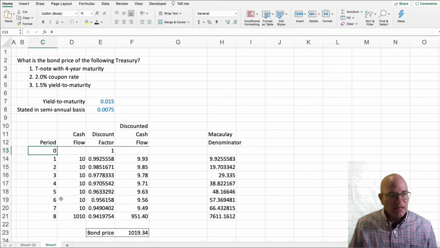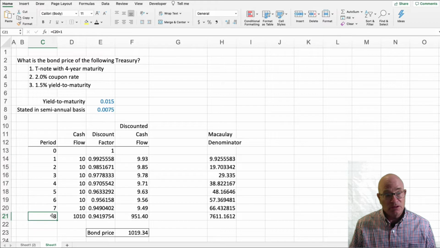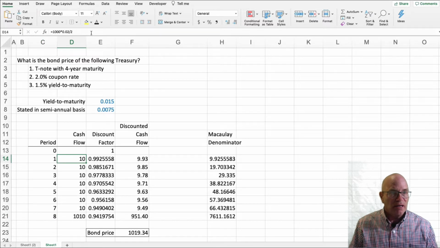Here is our setup. We have our 4-year maturity T-note. 8 periods here. They are 6 months long, so this is 6 months, a year, 1 year and 6 months, 2 years, 3 years, 4 years. Our cash flow is $1,000.